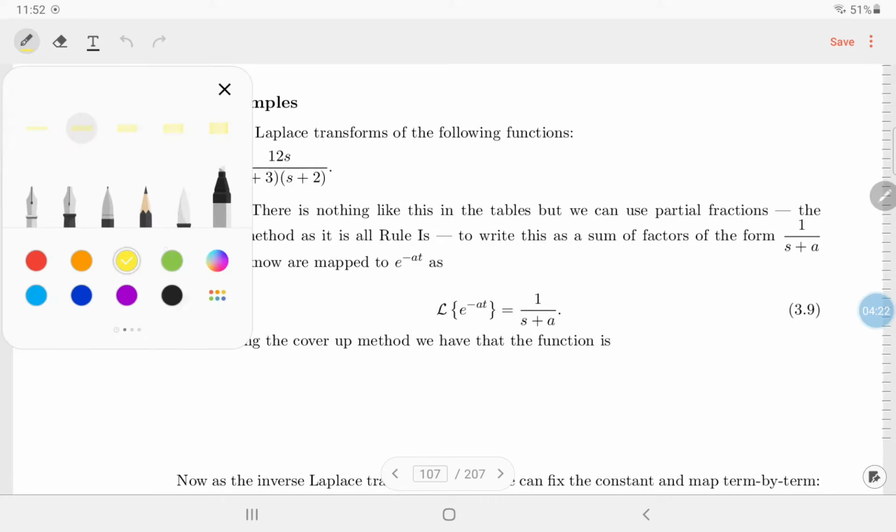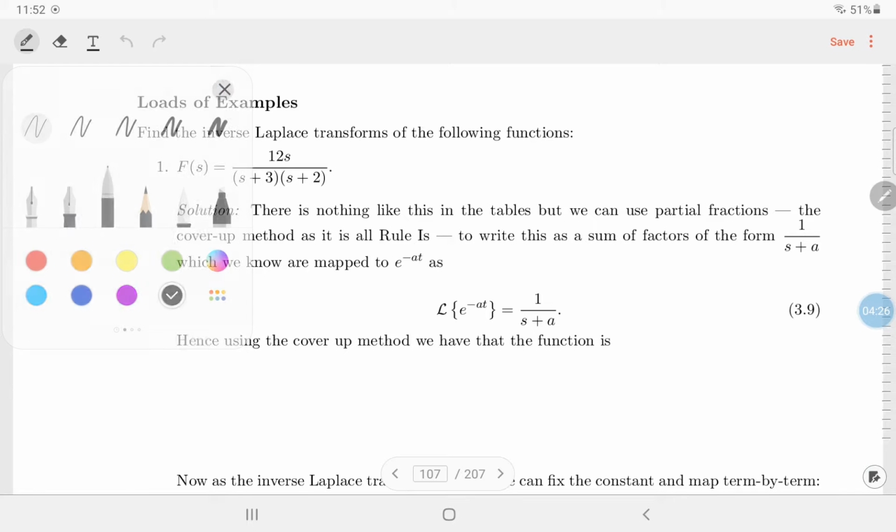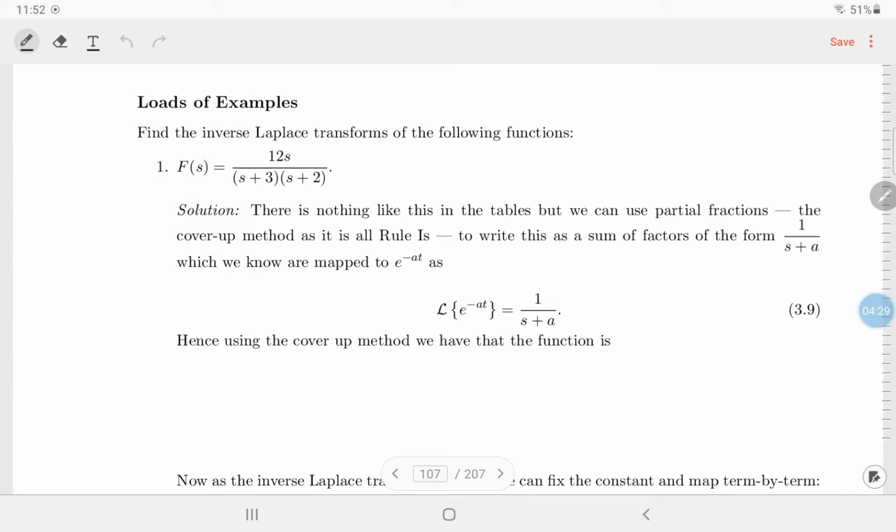This is the hardest bit, really, and there's a good bit to it as well. Right, so we'll take our time. Find the inverse Laplace transform of the following functions. So here's the first example. So we'll read the discussion here. There's nothing like this in the tables. If you look in the tables, you will not see this.